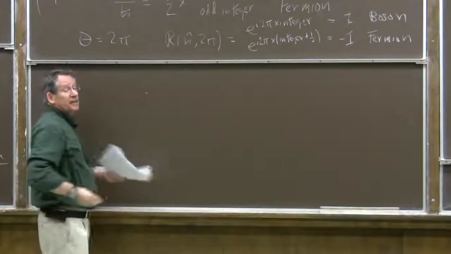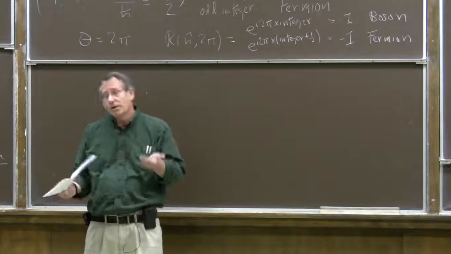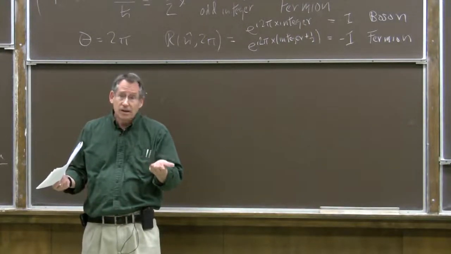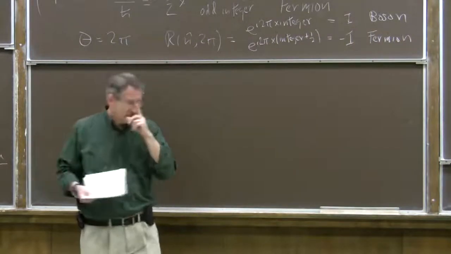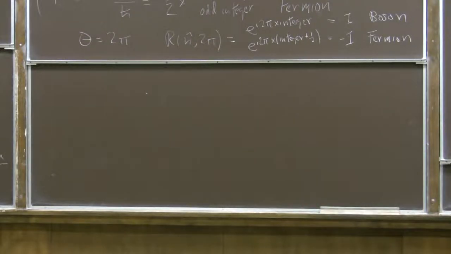Well, it sounds kind of funny that rotating something by 2 pi could change its wave function. Well, it only changes it by a minus sign, and as you remember, it's only the state vector up to a phase which has a physical meaning. Even so, it's funny. So why is it that rotating by 2 pi should somehow be distinguishable from doing nothing at all?